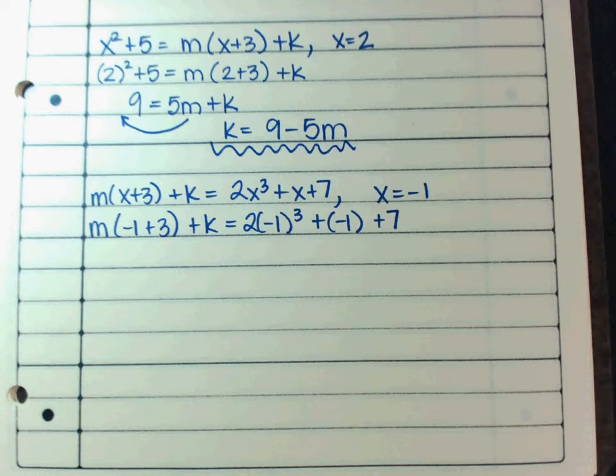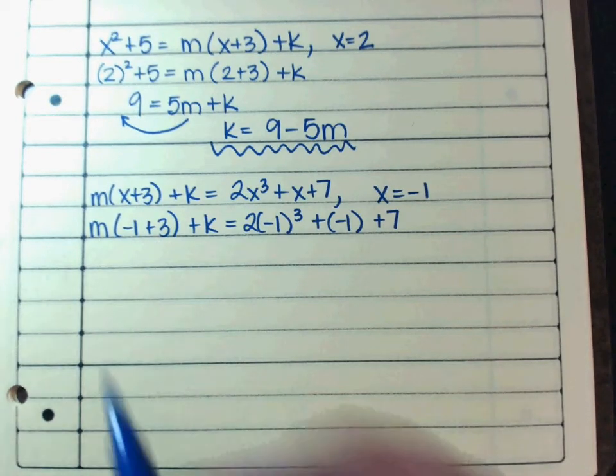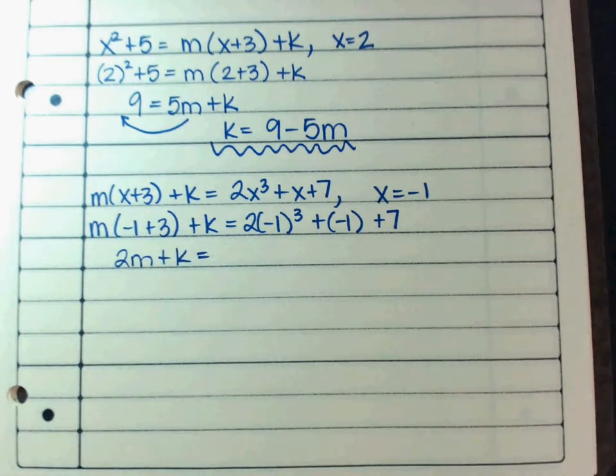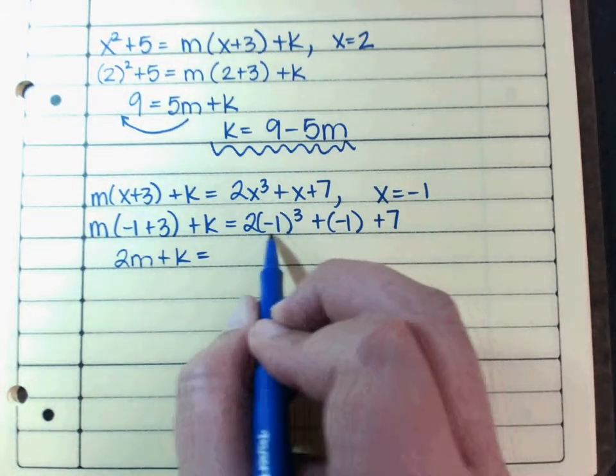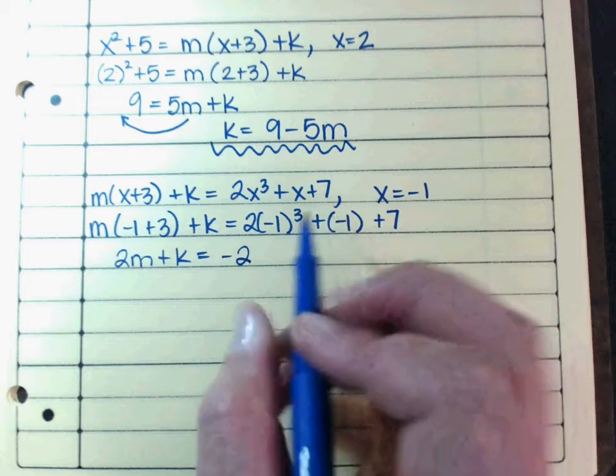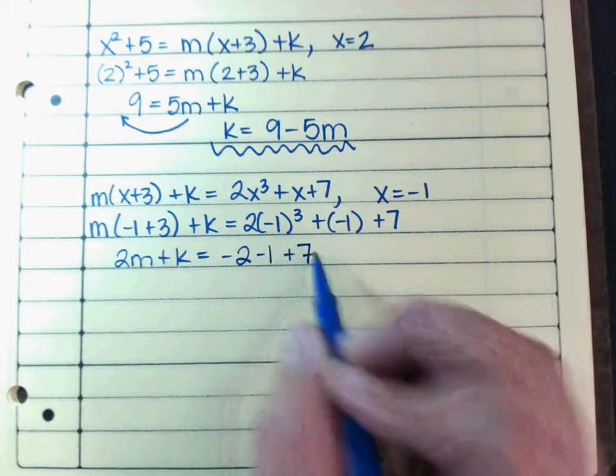Okay, let's do some PEMDAS here. P in PEMDAS stands for parentheses. What is -1 plus 3? So that's a 2m plus k. Other side, oh God, my voice is dying. What comes after P in PEMDAS? E stands for exponent. What's -1 to the 3? Still -1. Times that by 2? -2. Then I have a -1 and then a plus 7.